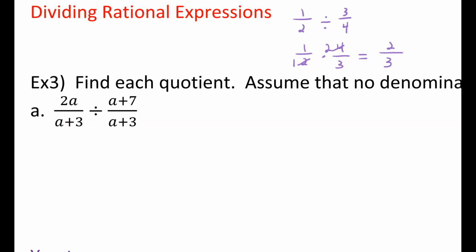Okay. So I see that I am dividing. So before I flip that second one, when I'm setting it up for that, I'm going to factor at the same time. All right, so in our first one, I have 2a over a plus 3. Neither of those can be factored any further, so we're just going to rewrite them. 2a over a plus 3. All right, so that's the keep part.